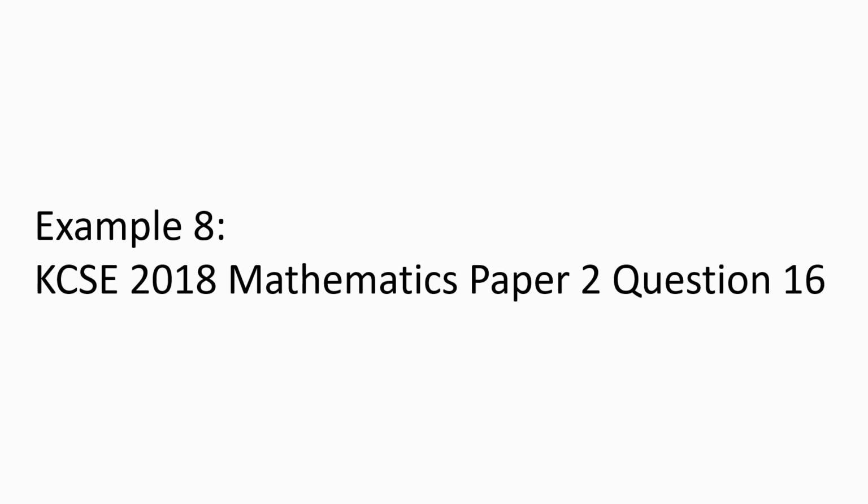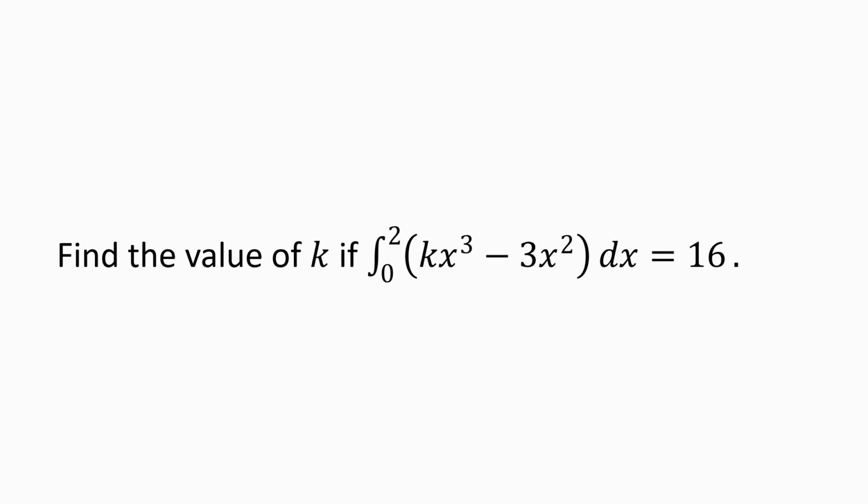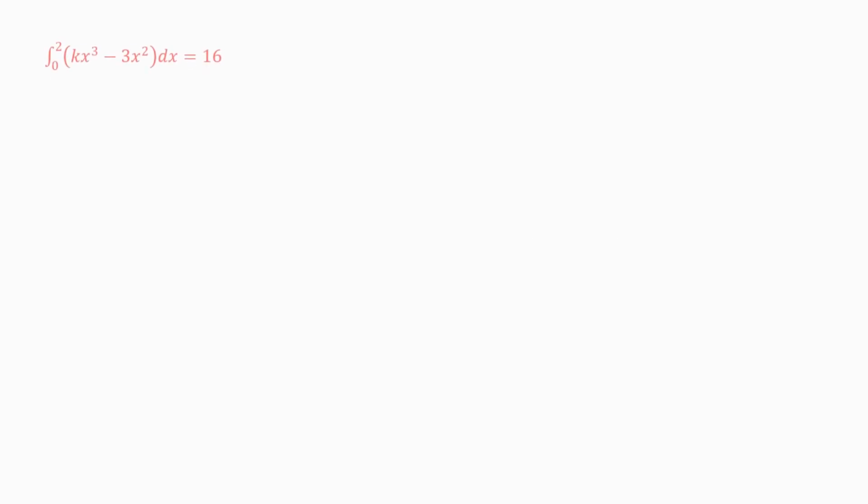Example 8, which will be our final example, has been obtained from KCSE 2018, Mathematics Paper 2, question 16. Find the value of k if the integration of kx cubed minus 3x squared dx between 2 and 0 is equal to 16. So we are supposed to find the value of k, and the expression is the integration between 2 and 0 of kx cubed minus 3x squared dx, which is equal to 16.